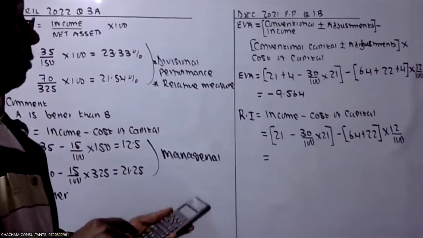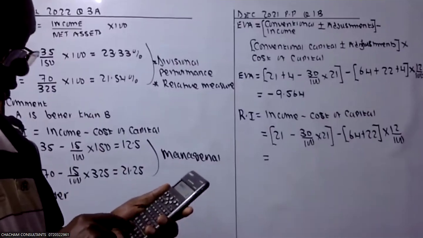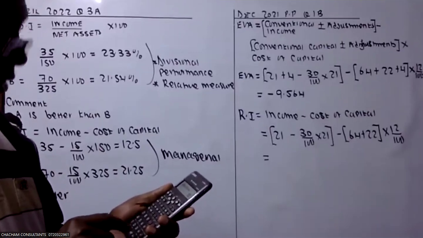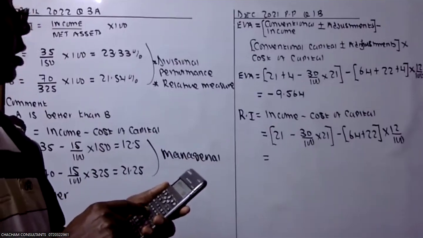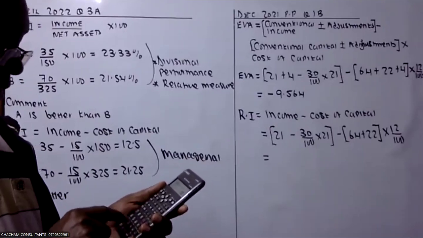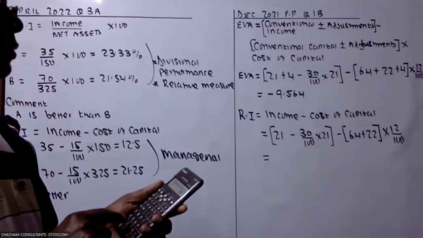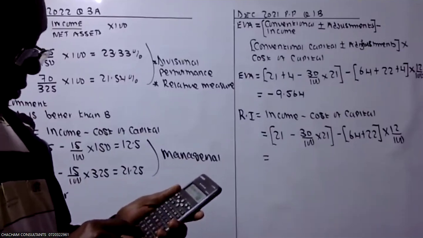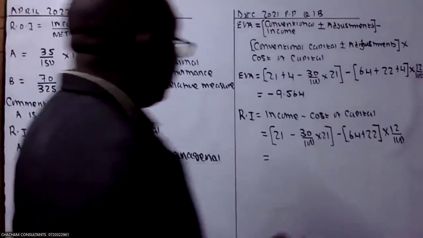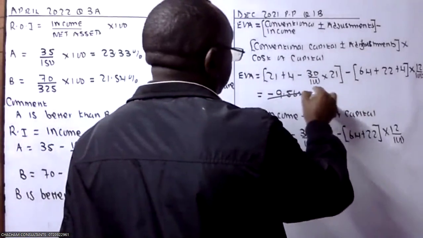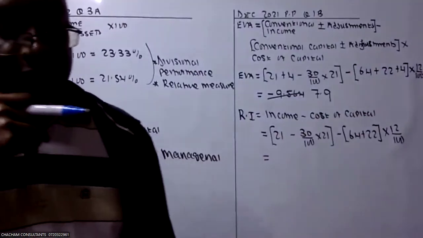Should have been 64 plus 22 plus 4, 90 times 0.12. Then I say 21 plus 4 minus 0.3 times 21, minus the answer, 7.9. Yes, Daniel is 7.9. So that means we are adding value.